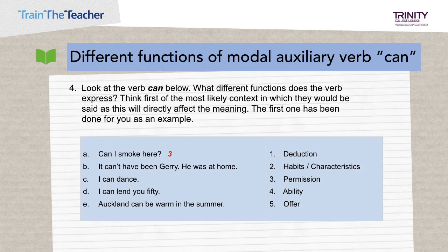As an aside, when introducing a grammar form to your students, it's a good idea to also include the negatives and interrogatives so they can use the language in more ways than just the positive form. Here, we revisit the idea of one form, many functions. So there are various functions which can be used for the can form. Think first of the most likely context in which they would be said, as this will directly affect the meaning. The first one has been done for you as an example.